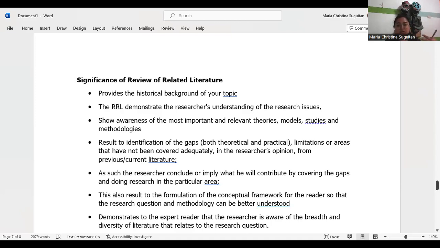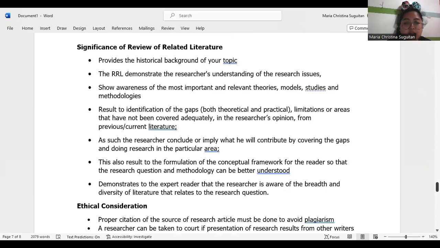Okay? And then this also results in the formulation of a conceptual framework for the reader so that the research question and methodology can be better understood, and then demonstrates to the expert reader that the researcher is aware of the breadth and diversity of literature that relates to the research question. So that's the significance of RRL.